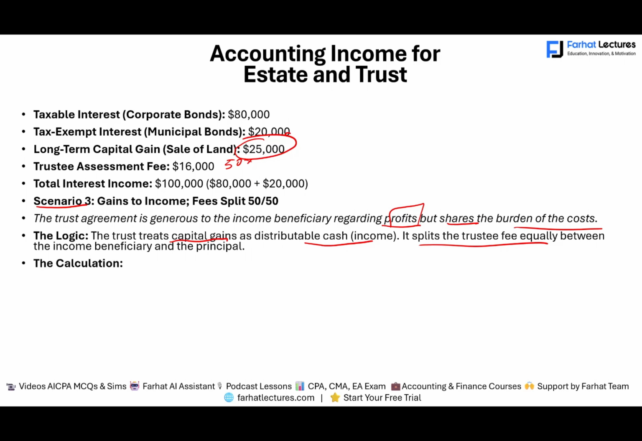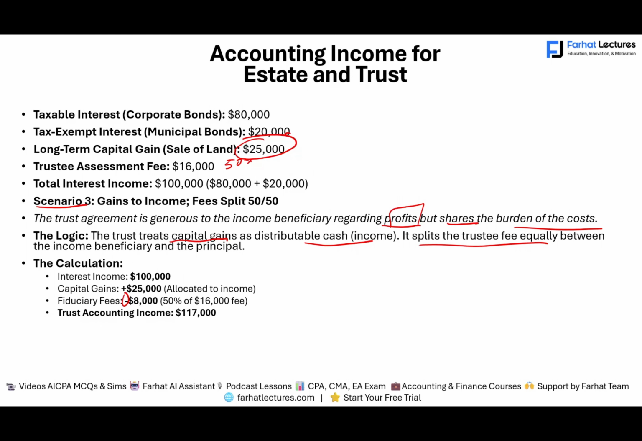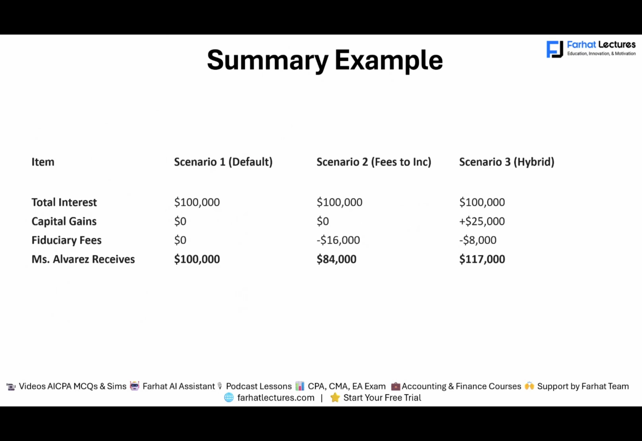So what would Ms. Alvarez end up with? Interest income of 100,000, gains of 25,000 allocated to her as income. Fiduciary fees would reduce her income by 8,000. Trust accounting income will be 117,000. So notice, it all depends on how we organize the trust. Under scenario 1, Ms. Alvarez would receive 100,000. Under scenario 2, 84,000. Under scenario 3, 117,000.